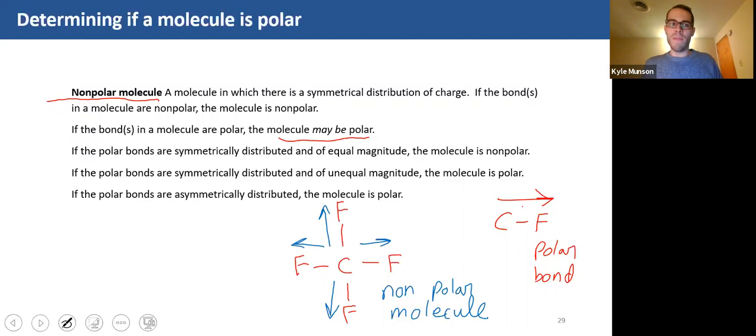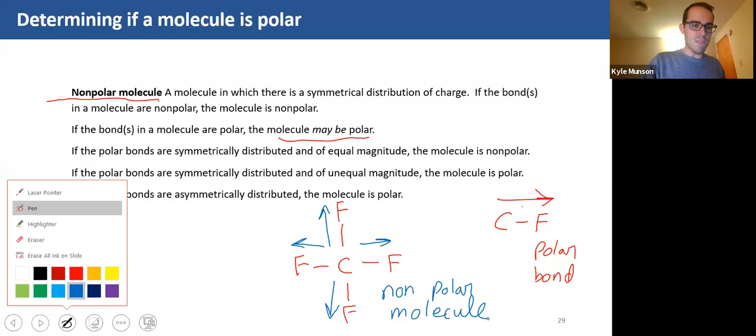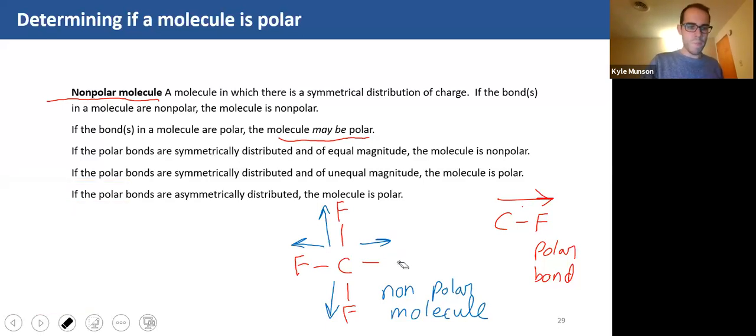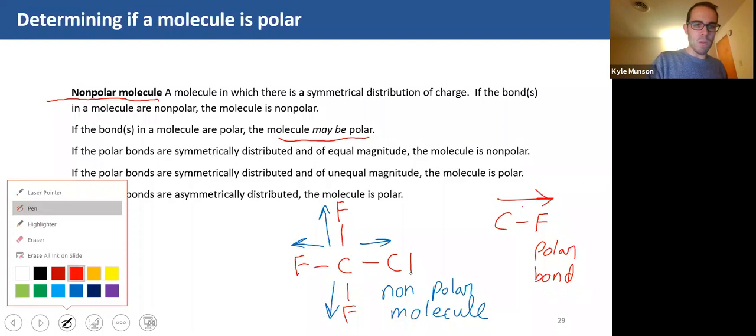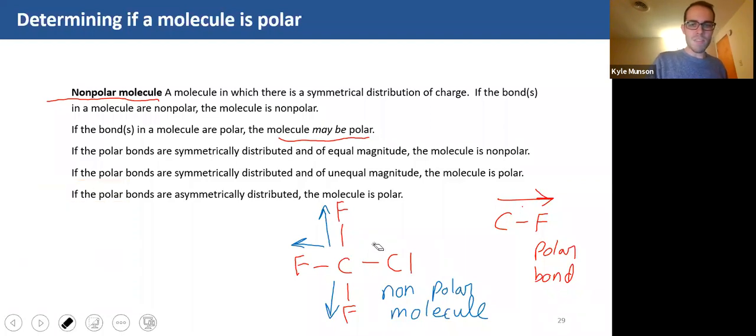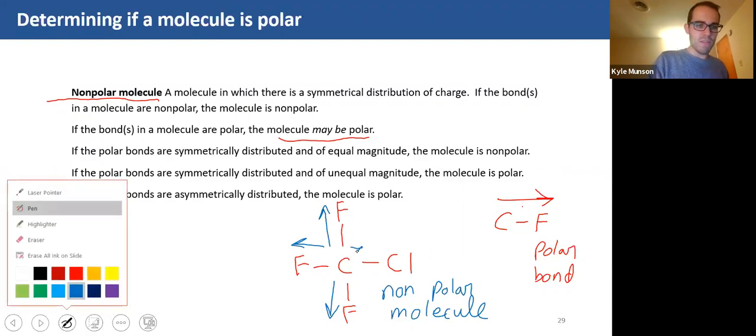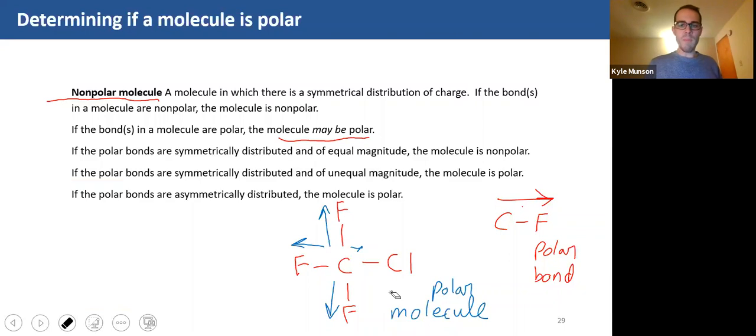So if the polar bonds are symmetrically distributed but of unequal magnitude, let's say here I put a chlorine there. Well, now that atom's strength is less than the fluorine. Give it a little arrow. So now this is going to become a polar molecule. I actually want to write both of those down just so you have them for reference, just for completeness here.